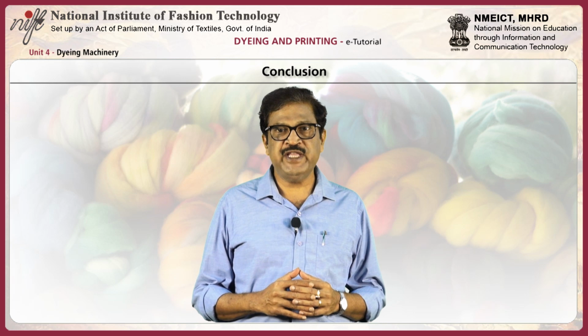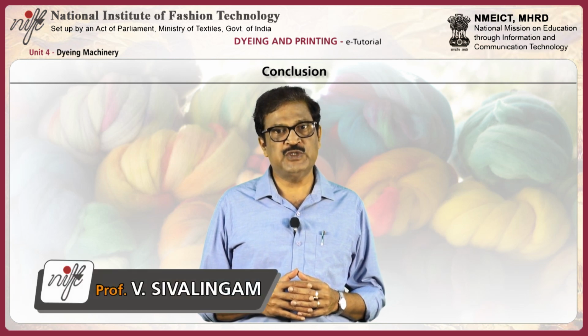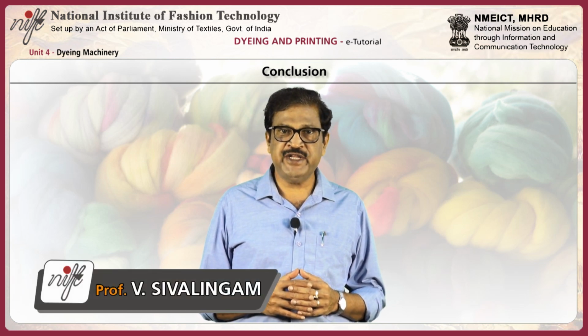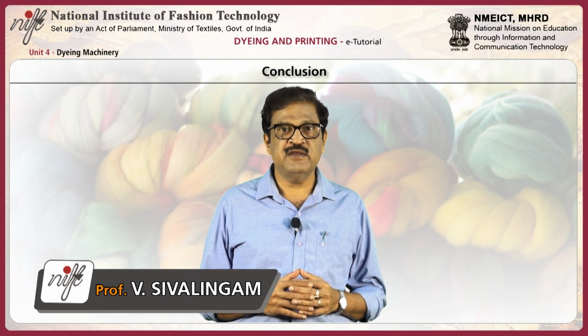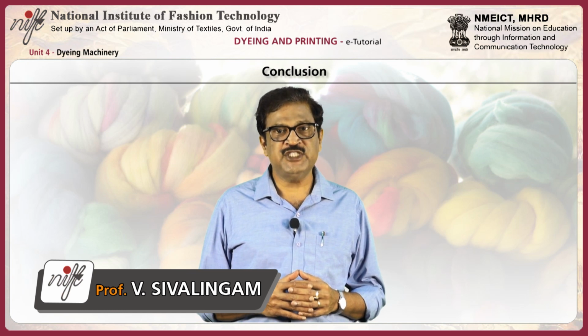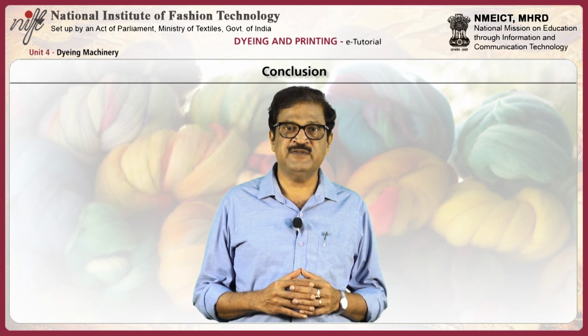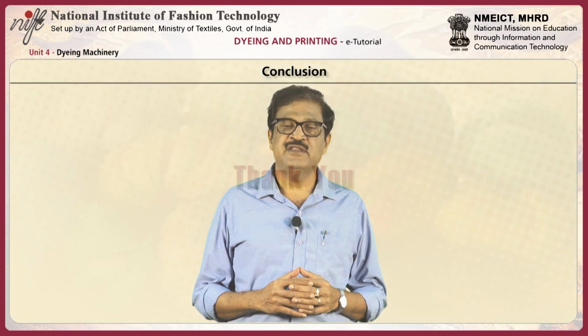You have come to the end of this unit. To summarize, in this unit you have learnt about stock dyeing, various types of yarn dyeing such as skein dyeing, package dyeing, beam dyeing, various types of piece dyeing such as winch or peg dyeing process. You have also learnt about jigger dyeing and jet dyeing machines used to dye fabrics as well as garment dyeing. Thank you very much.